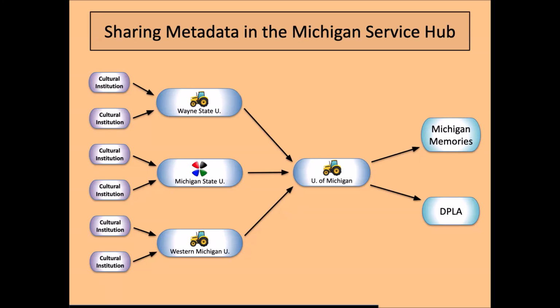Michigan State actually continues to use Repox, but we have versions of Combine at the other two universities. And when the metadata has been prepared for the given collections, I then pull all of it into the Combine I have here at U of M, and that gives the DPLA one point of contact. They can, what they call, harvest all the metadata from the U of M version of Combine, and then it can appear on the DPLA. And this is also how we're going to get collections shared through Michigan Memories as well.